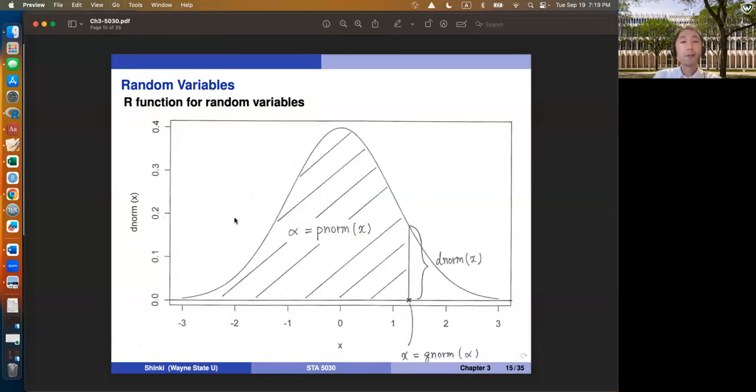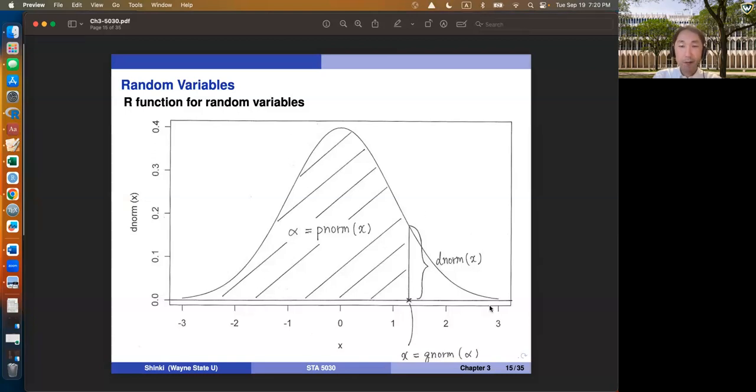So here is the diagram to explain that. This is the normal distribution, the well-known bell-shaped curve. This is a kind of continuous version of the histogram. You can see the shadowed area. This is the probability that x is less than this value, maybe 1.2. And this can be obtained by the pnorm function. So if you type pnorm of 1.2, then you get this area.